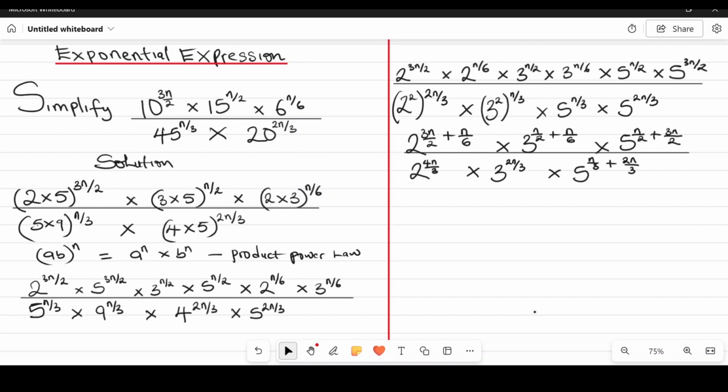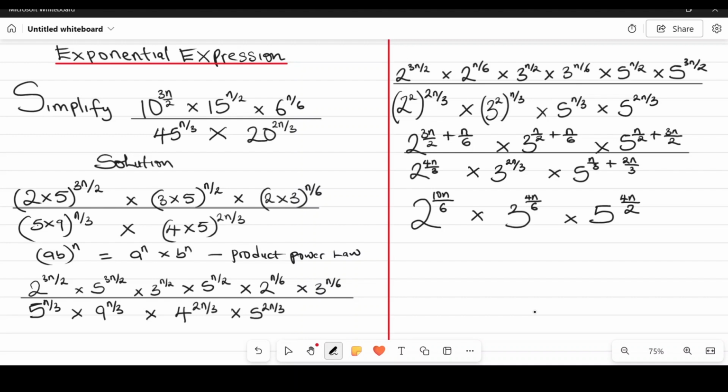So now we have been able to use our multiplication law to add their indices. So if we apply our LCM on each of the bases, we will arrive at 2 raised to the power of 10n divided by 6, multiplied by 3 raised to the power of 4n divided by 6, times 5 raised to the power of 4n divided by 2. Everything also will be applied on the denominator.